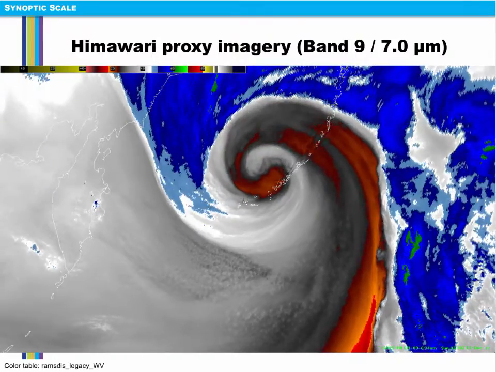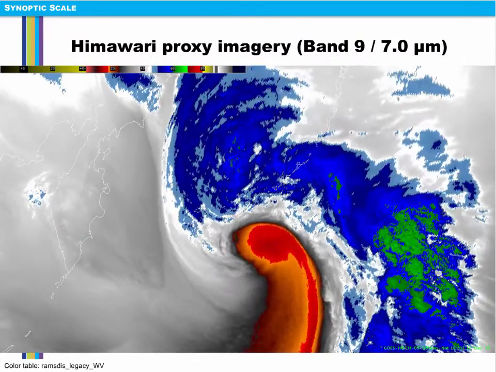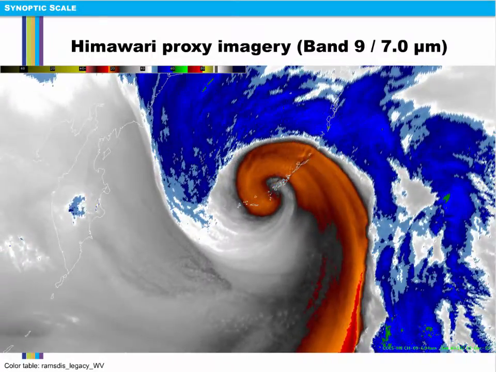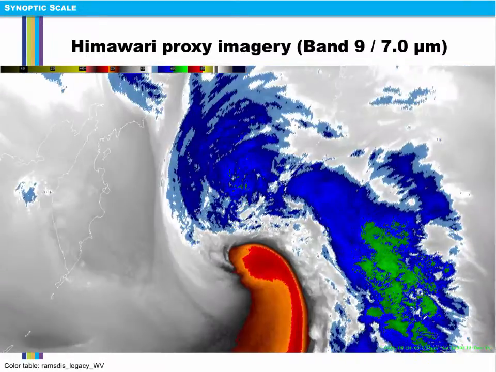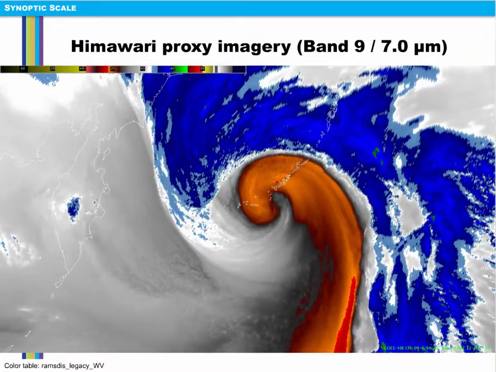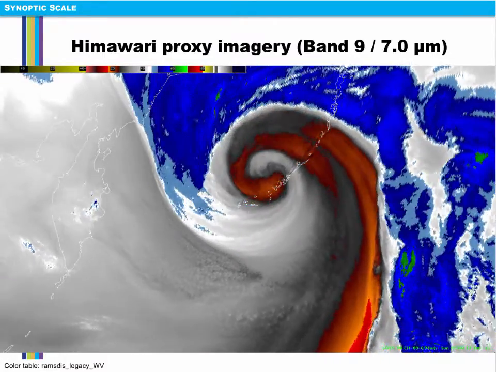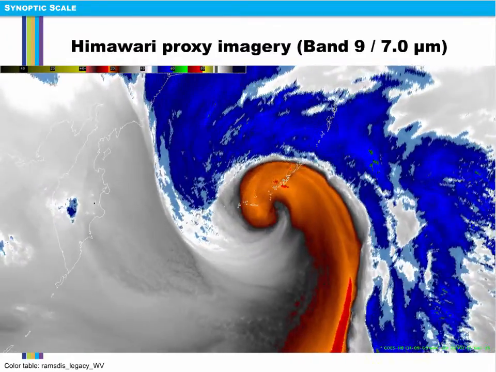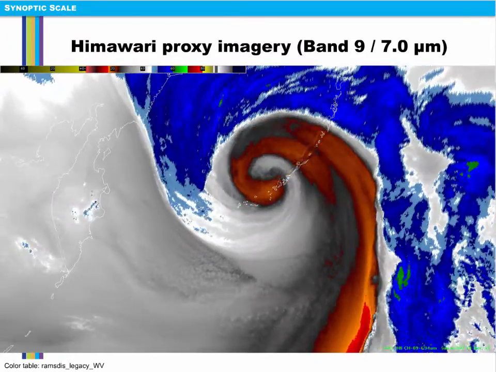This is the 7.0 micron mid-level water vapor channel, somewhat close to what you're accustomed to viewing with current GOES, except this is at 2 kilometer spatial resolution rather than 4 kilometers, which provides more details in the imagery. In this loop, we can follow the evolution of the sting jet, with the later portion of the loop showing it wrap into the circulation.